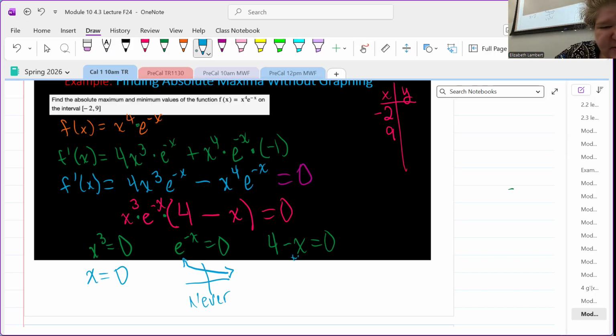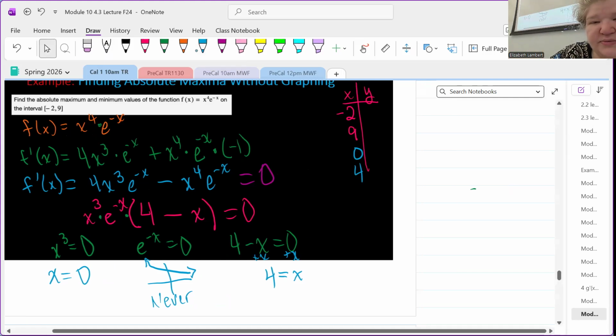And then this, I add the x to the other side, so I get another critical value of 4. So I'm going to put 0 and 4 on my list, and those are between my end values. So there are my 4 critical values that I'm going to check. So I'm going to take each of these x values and plug it into the function.